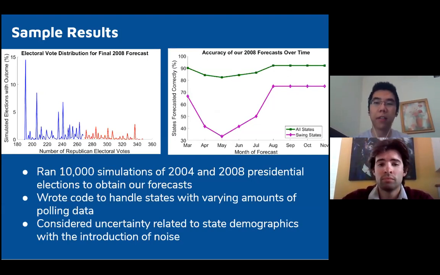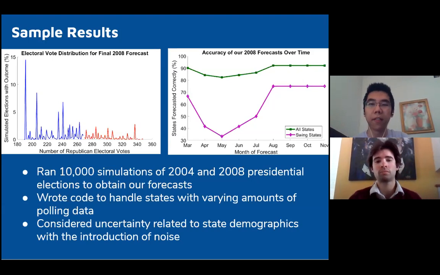States having various amounts of polling data is definitely something that we had to write code to be able to handle with MATLAB. And as well as that, we also had to consider uncertainty from polling data. And we did that by introducing noise related to state demographics.